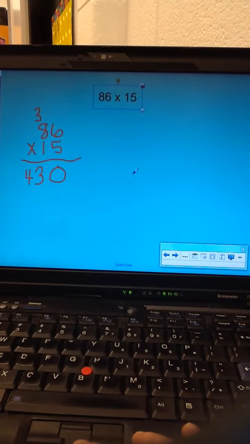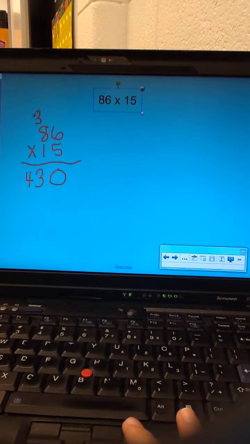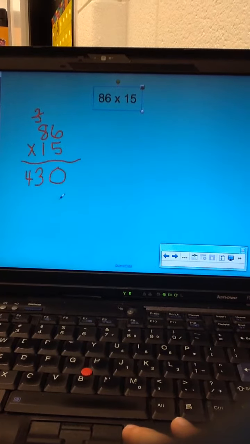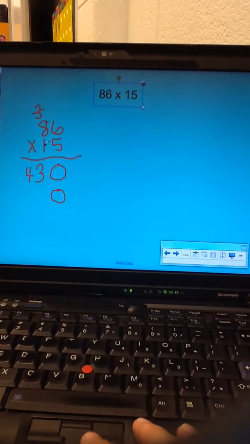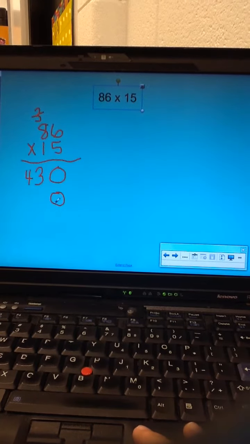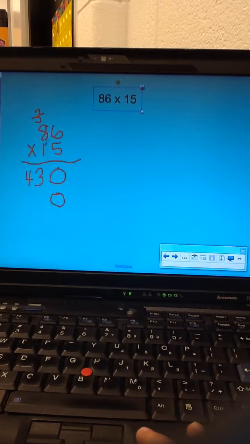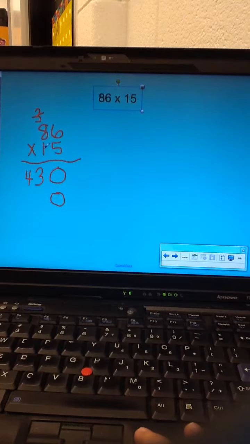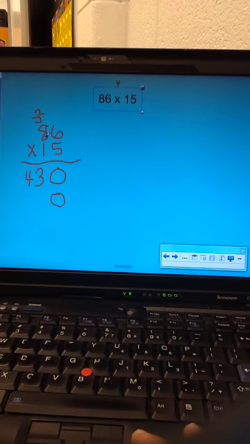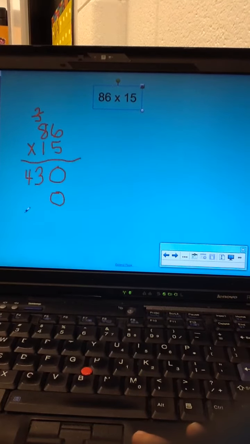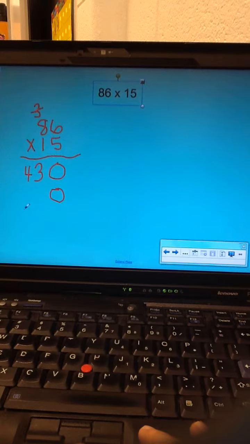Now, very important step that many people forget. We need to put down a 0 to hold our place value because we are no longer multiplying in the ones place. We are now multiplying in the tens place. So we put our 0 in the ones place, and we start with the tens place. And we multiply 1 times 6 and 1 times 8. Pause the video and fill that out very quickly and see what you get.